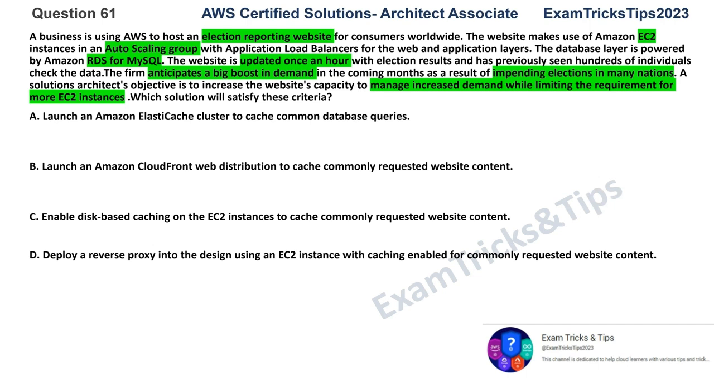So the first one I will rule out is option C. This option says let's enable disk-based caching on EC2 instances to cache commonly requested website content. That means every EC2 instance that is available in the auto-scaling group, we are going to enable disk-based caching. Now this might help from a scaling perspective on these individual EC2 instances, but the overall solution is not scalable. You are trying your luck that every time a particular result has been cached from EC2, it would be available much more easily next time.